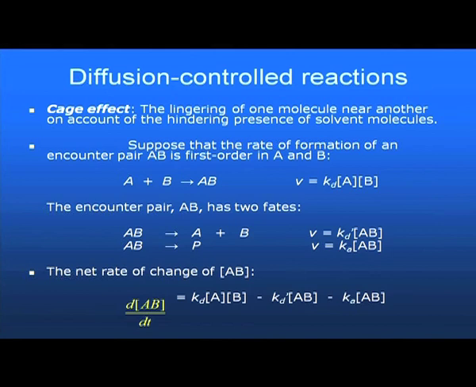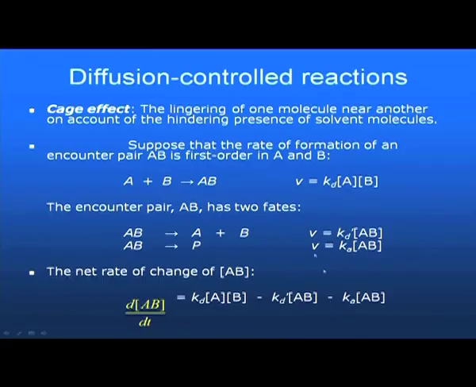Suppose that the rate of formation of an encounter pair AB is first order in A and B. This is an elementary step, so the rate of formation depends on this concentration and that concentration. So A plus B producing AB, which is an encounter pair, an encounter complex. The rate is Kd times A times B.